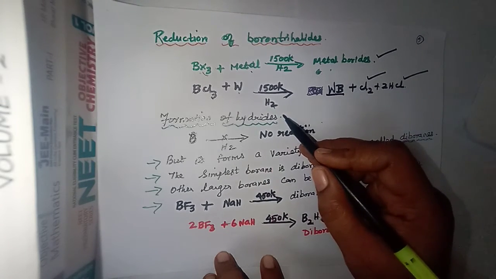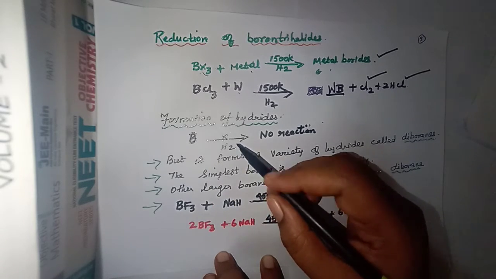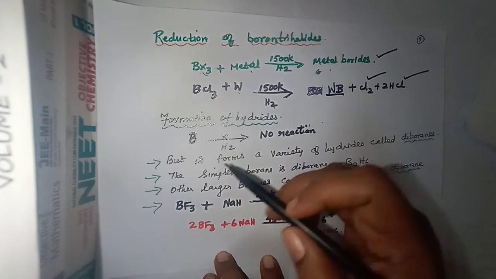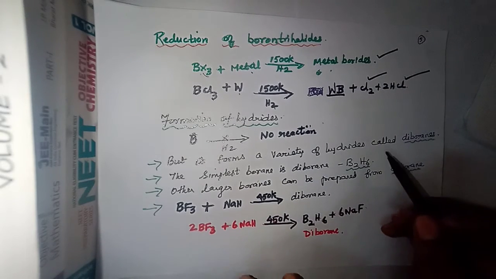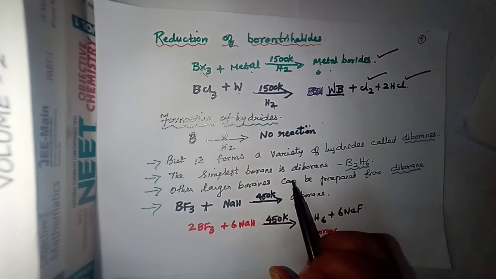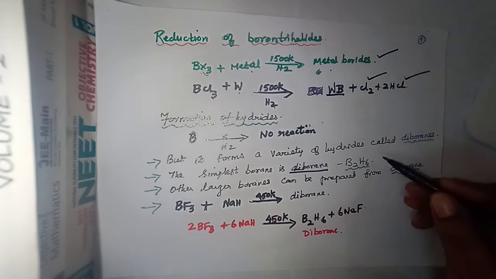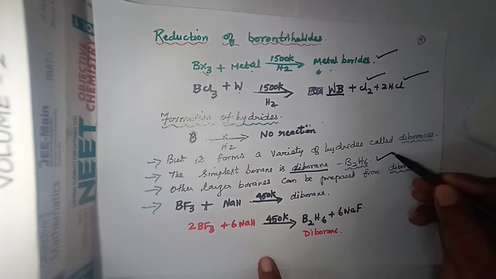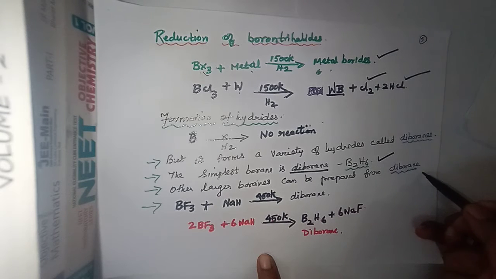Formation of hydride. Boron does not react directly with hydrogen, so no reaction takes place. But it forms a variety of hydrides called boranes. The simplest borane is diborane, and its formula is B2H6.